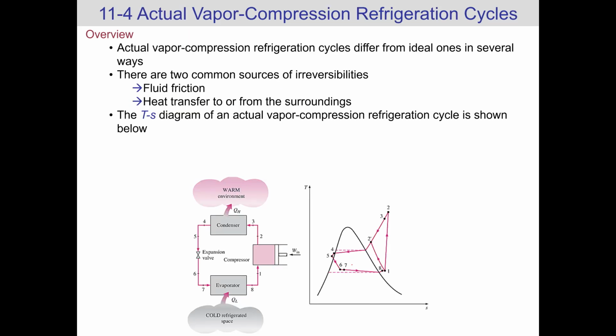Now, let's look real quick at the actual vapor compression refrigeration cycle. So the actual vapor compression refrigeration cycles differ from the ideal ones in several ways. Basically there are two common irreversibilities that you'll see. One is fluid friction, and two is heat transfer to or from the surroundings. So the TS diagram of an actual vapor compression refrigeration cycle is shown below, where you can see, for example, pressure drop across the evaporator and the condenser, and you can see the effects of fluid friction on this diagram.